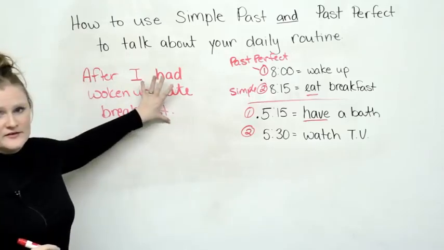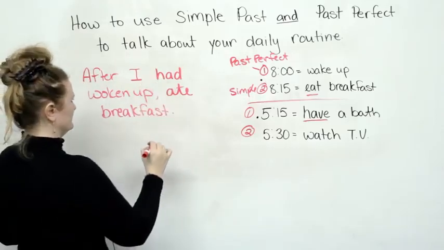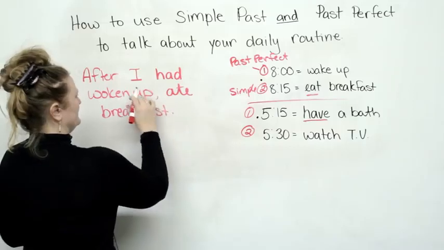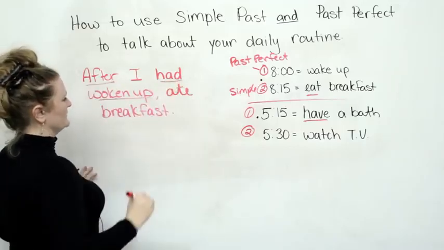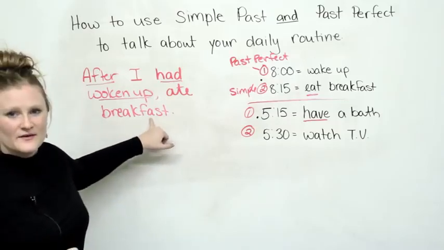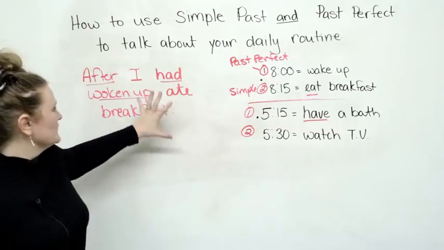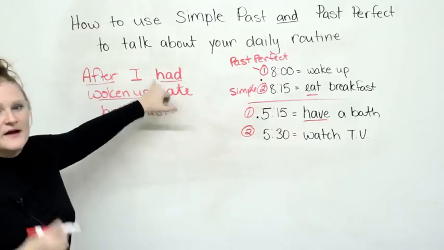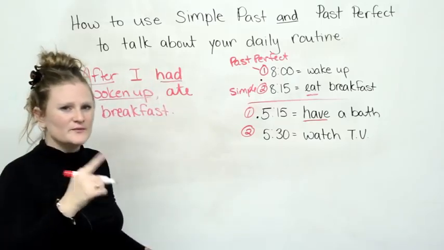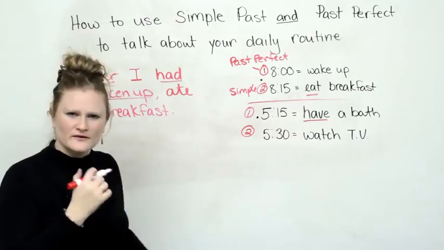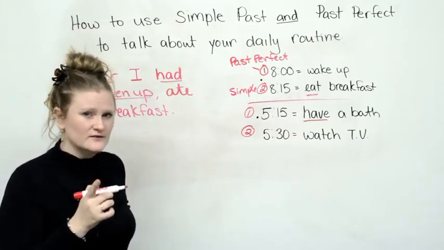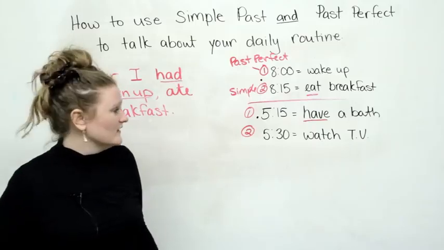So if you look at this sentence, I have after, and then I have my past perfect, and then I have my breakfast. So the very first thing that I did was I woke up and then I ate breakfast. Which makes sense, because you can't eat breakfast while you're sleeping. Can you? Maybe in your dreams.